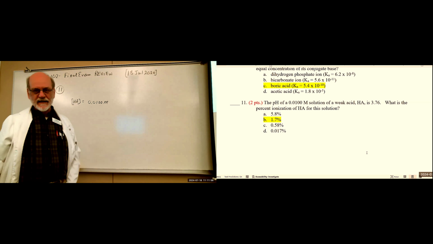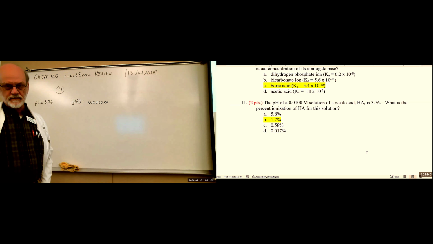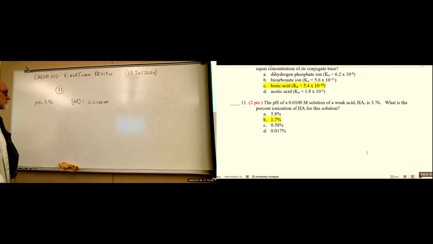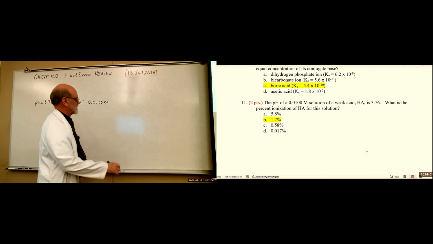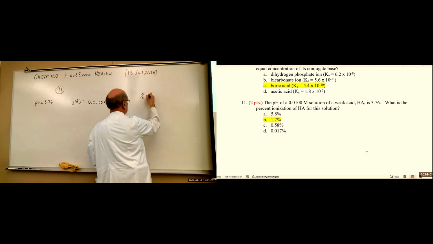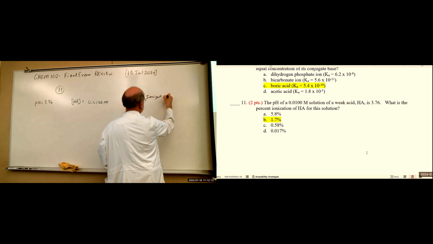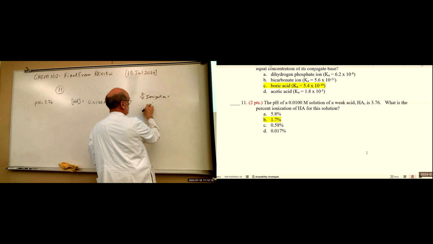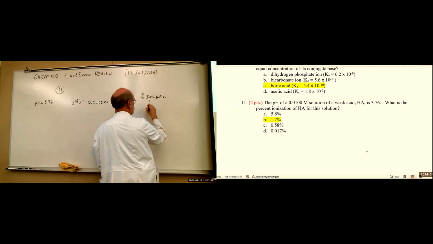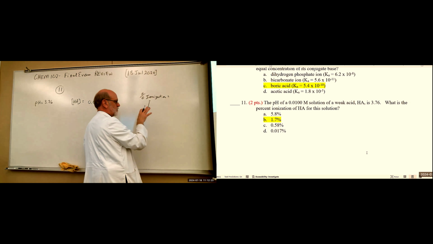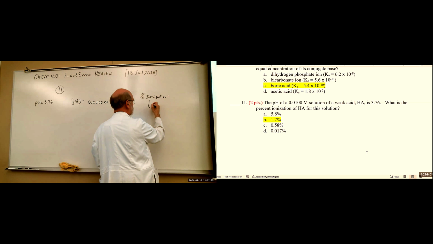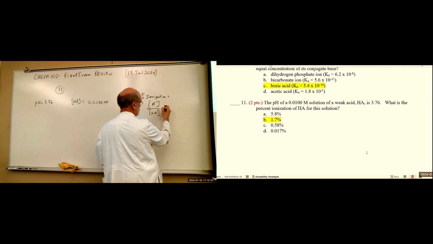Okay. What's the percent ionization for this one? Well, remember our definition for percent ionization. Percent ionization of an acid is equal to the concentration of how much of the acid was converted. So we need this part divided by this part, the original amount, times 100, right?